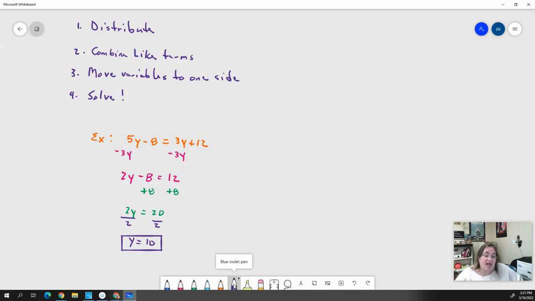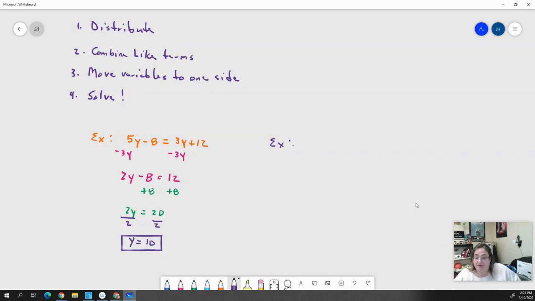So you just have that one extra step now, right, where we have to move the variables to the other side. Let's look at another example of that. Let's look at one where we have to distribute. All right, here's one where I have to distribute first.